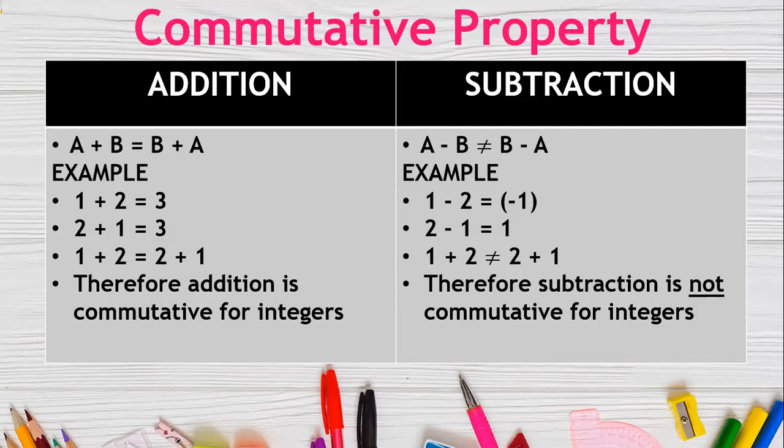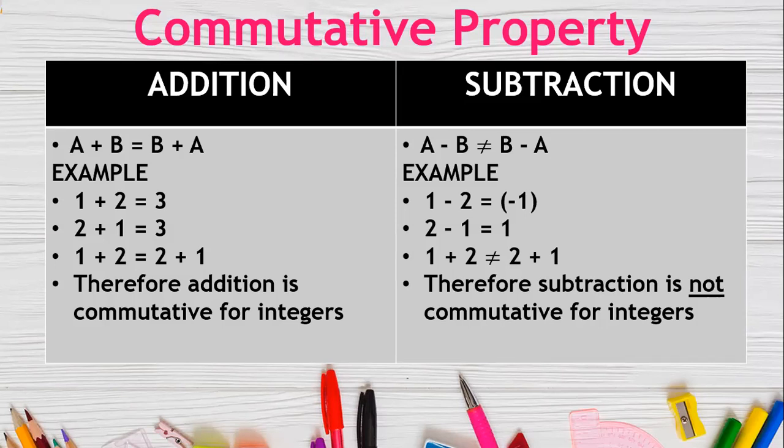1 plus 2 is on the LHS and 2 plus 1 is on the RHS. 1 plus 2 is 3. 2 plus 1 is also 3. Therefore, LHS is equal to RHS. Therefore, addition is commutative for integers.